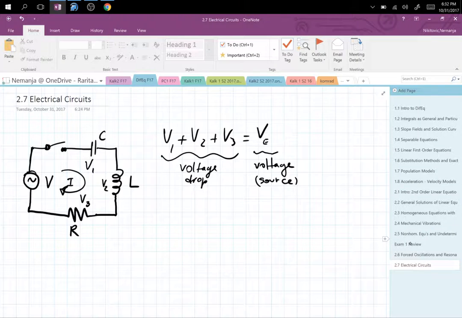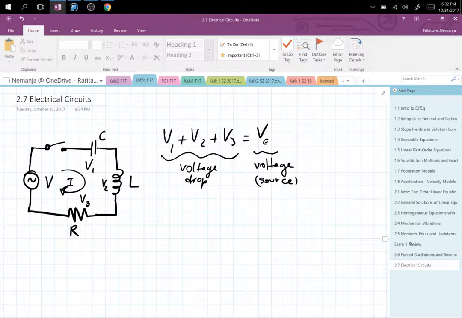Hello and welcome back to Differential Equations section 2.7, Electrical Circuits. So we're going to take a look at another application of our constant coefficient, second order linear differential equation with or without forcing. Now we're going to use it with forcing because we will have a source.